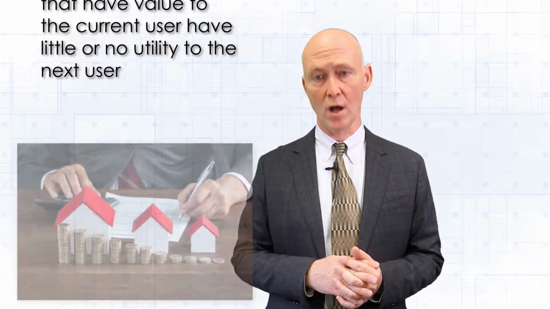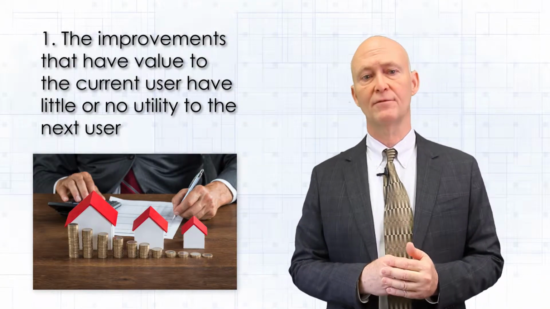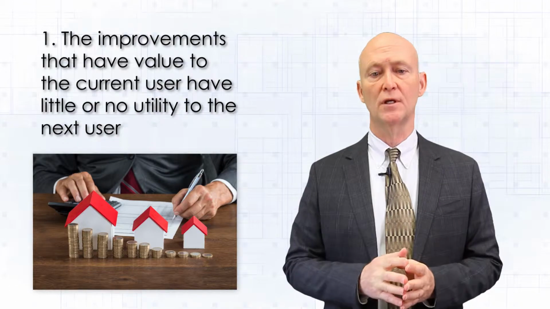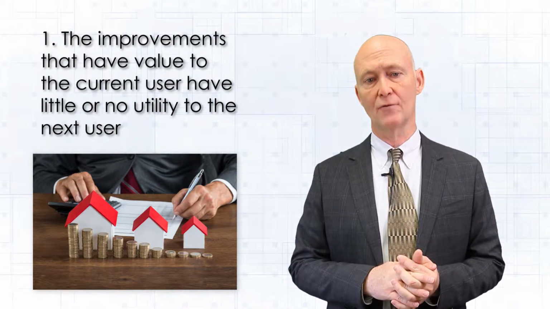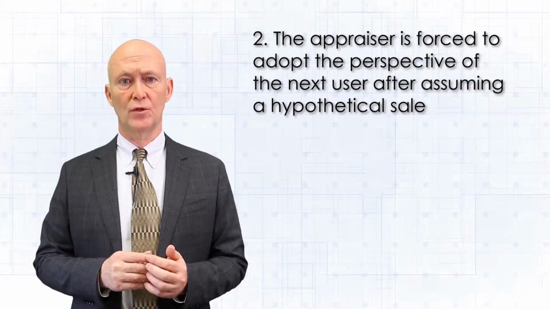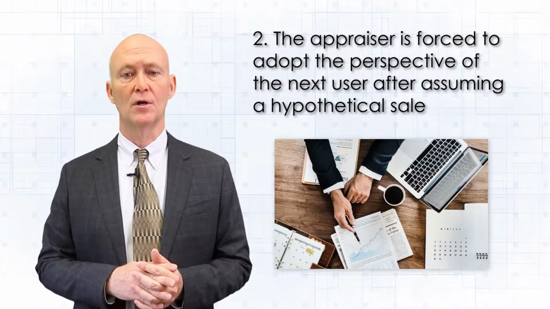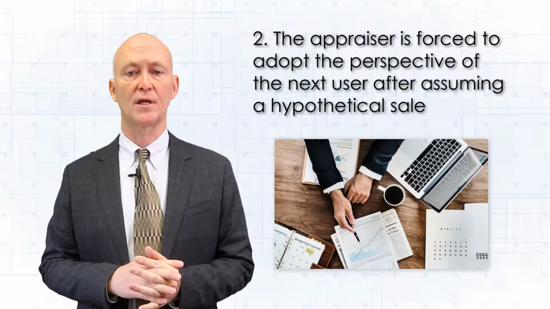The key notions of the generalized concept of the go-dark hypothesis are: 1. That the improvements which have value to the current user have reduced or no utility to the next user, and therefore have reduced or no value. And 2. The appraiser is forced to adopt the perspective of the next user following a required hypothetical sale.